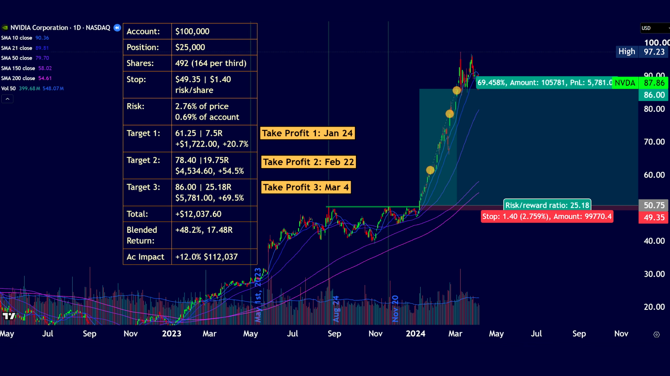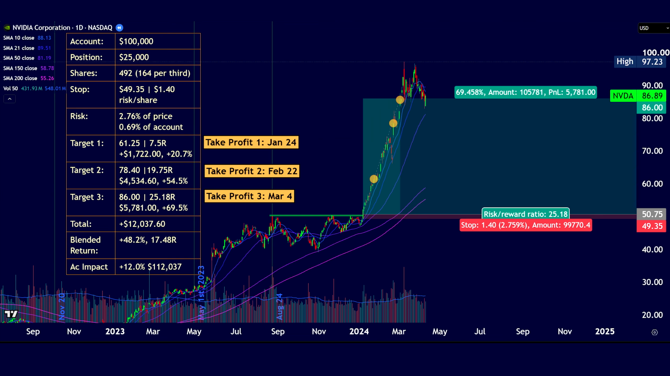Blended, you made about 48.7% in 9 weeks on 2.76% of risk, 17.6 R. And here's the validation. From that 97.23 high, NVIDIA fell to 76.06 by April 19th, 22% gone. The trader holding for the whole thing ate every point of it. You were out and your money was free.